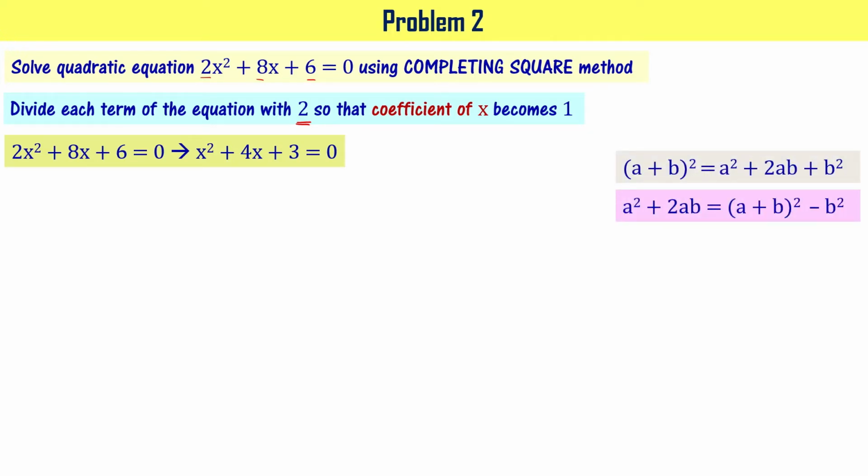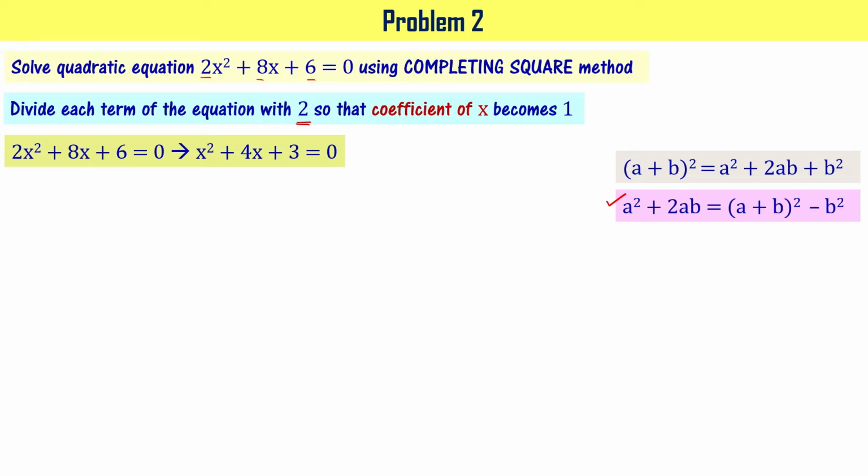We know that (a + b)² can be written as a² + 2ab + b². Right? When you rearrange it, you can write it as a² + 2ab = (a + b)² − b². We'll be using this form of the equation in the completing square method. You will understand as we go.